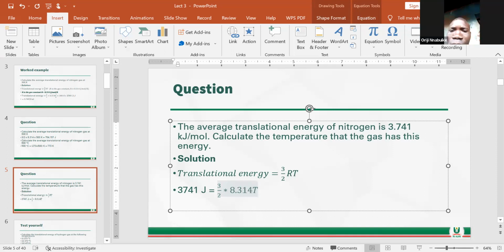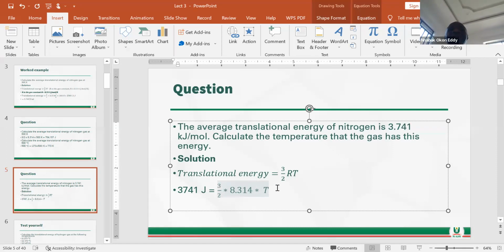The expression we are using is for calculating the translational energy of a gas. The translational energy is calculated as 3/2 times R times T, where R is the gas constant and T is the temperature.